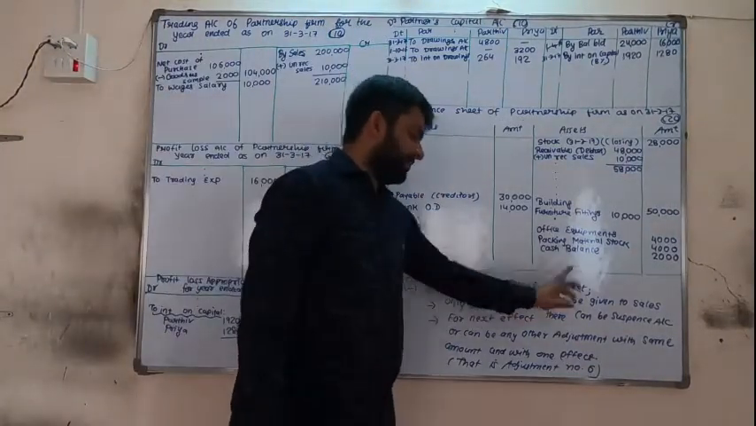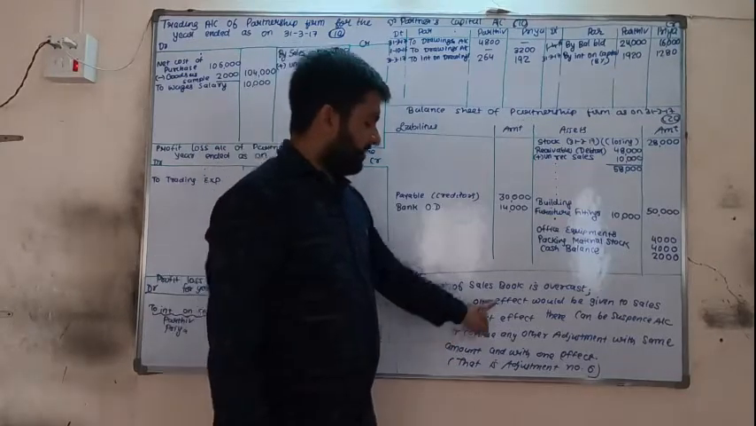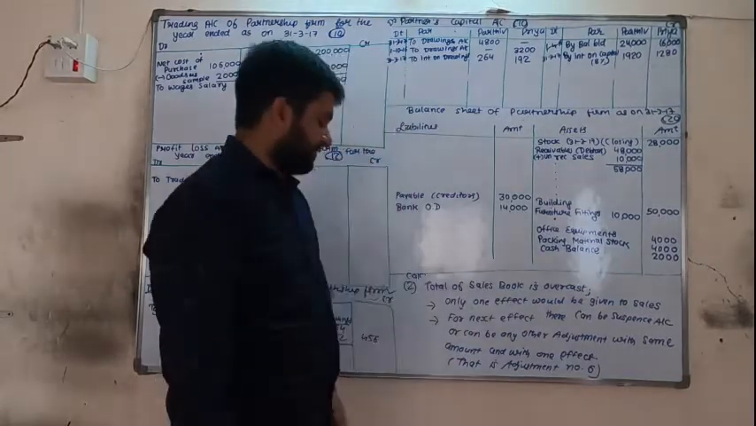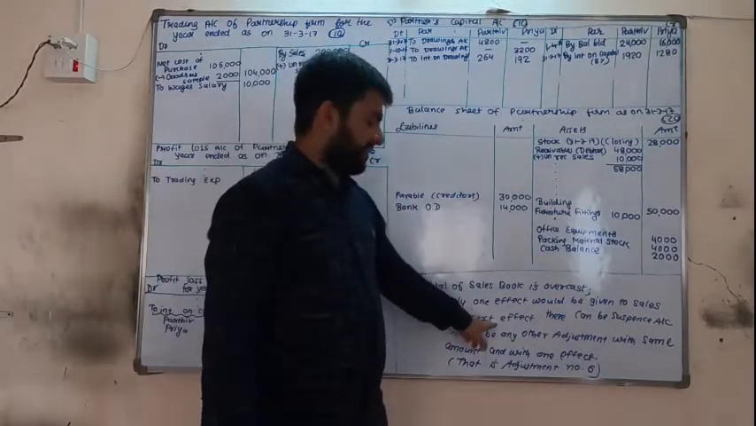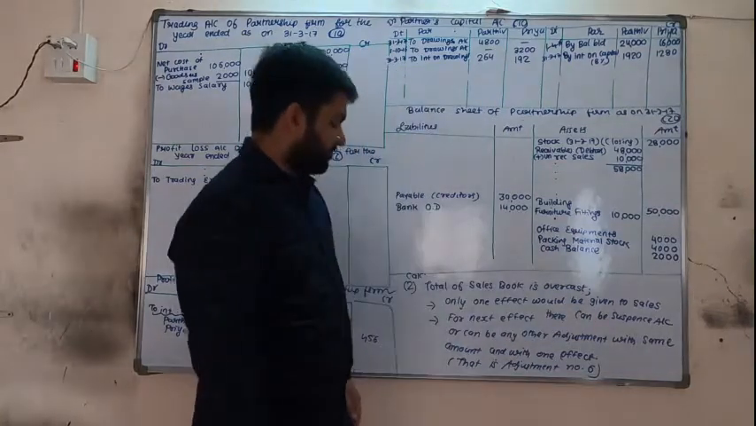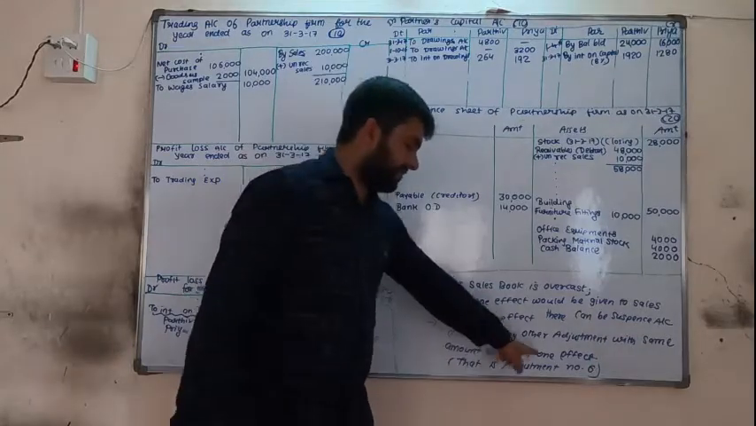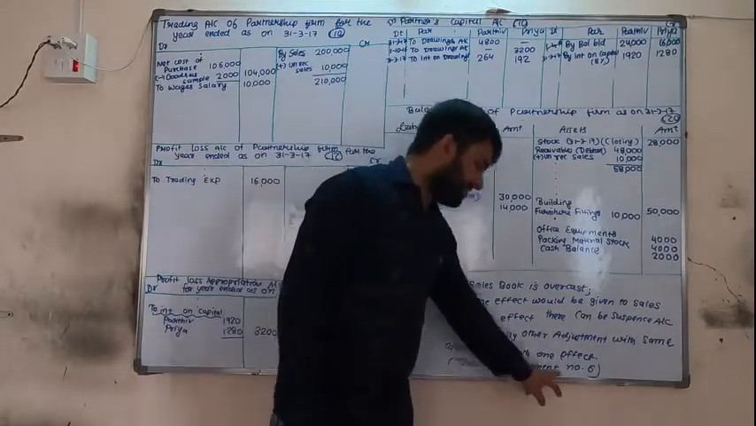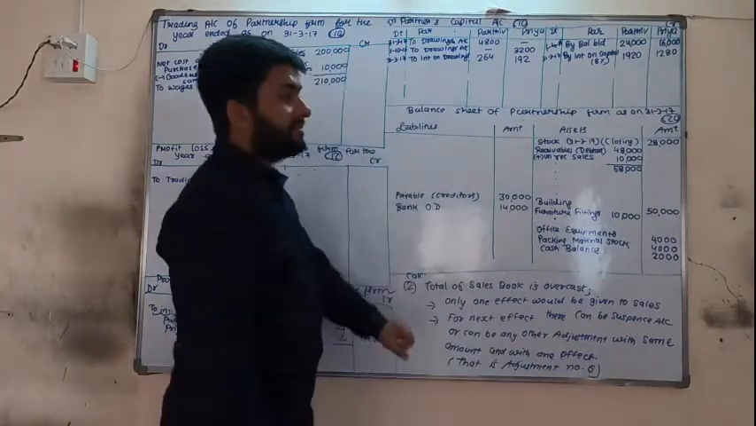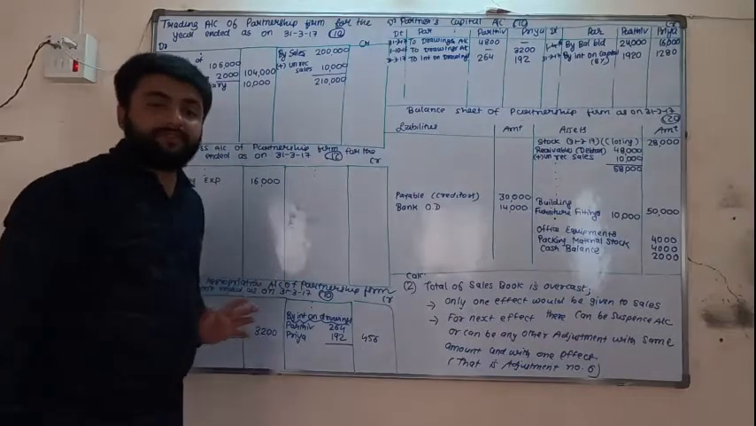Again, I am reading the thing. Total of sales book is overcast. Only one effect would be given to sales. For next effect, there can be suspense account or can be any other adjustment with same amount and with one effect. That is adjustment number 6. So for these overcast sales, give only one effect.